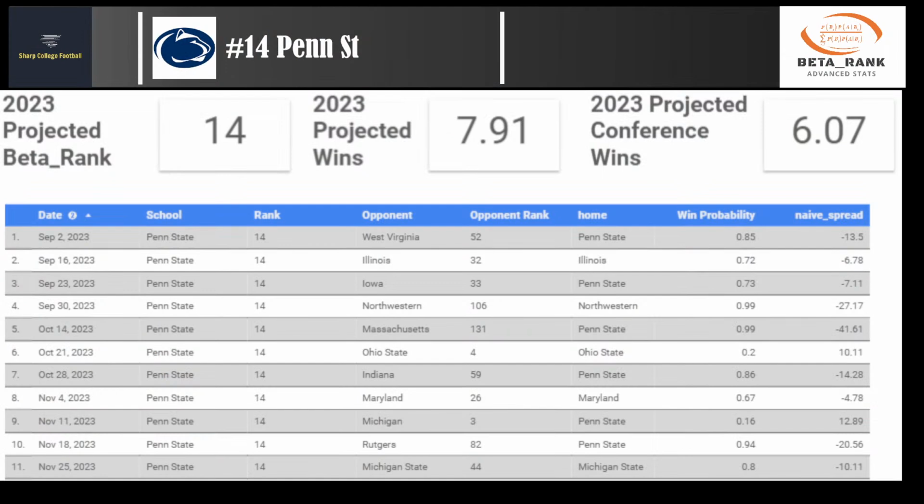All right. Penn State is playing an FCS team, so add 1. That'll get you to almost 9 wins in the projection and 6 in conference.